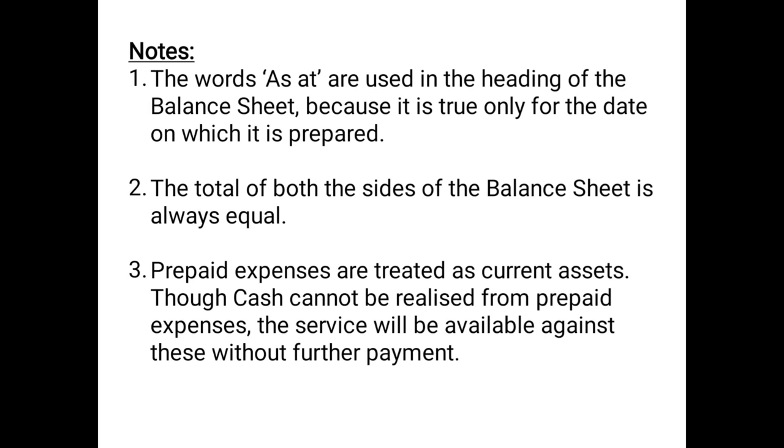Now the notes which you need to remember about the balance sheet. Number 1, the words "as at" are used in the heading of the balance sheet because it is true only for the date on which it is prepared, because it is prepared on a particular date. Therefore, we write "as at". Number 2, the total of both the sides of the balance sheet, that is liability side and asset side, will be equal. And number 3, prepaid expenses are treated as current assets.